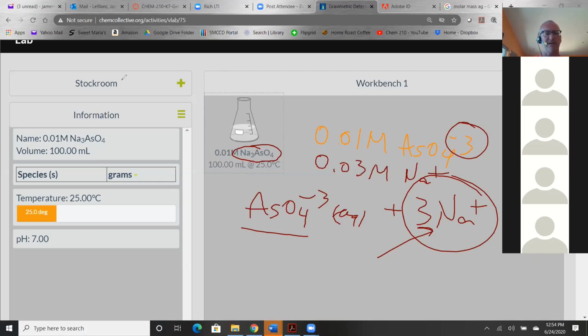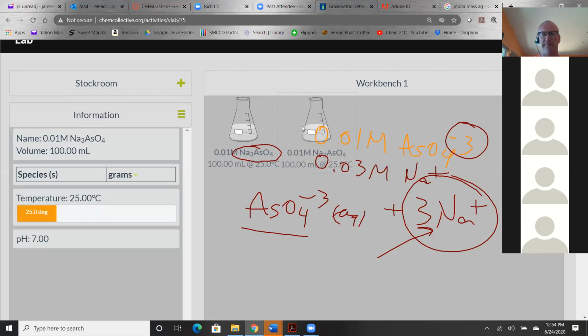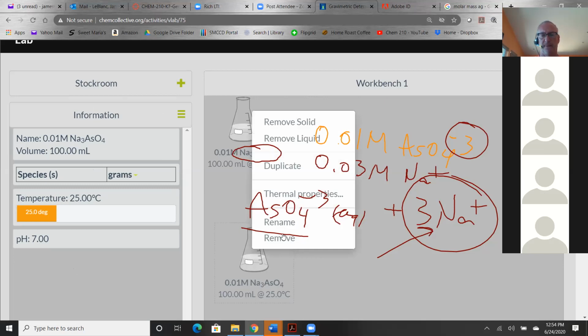Go back to the stock room. Click on solutions. And it's the third one there. So if you just click on it, it appears on the bench. So there's our solution of sodium arsenate. Okay, got it.